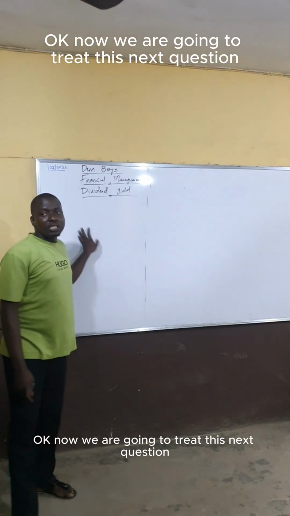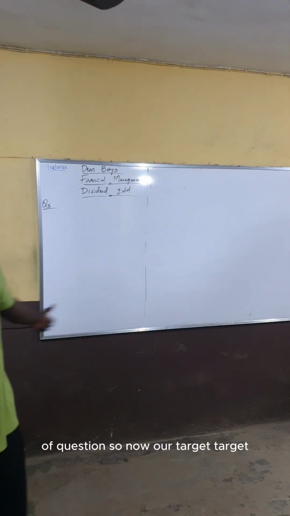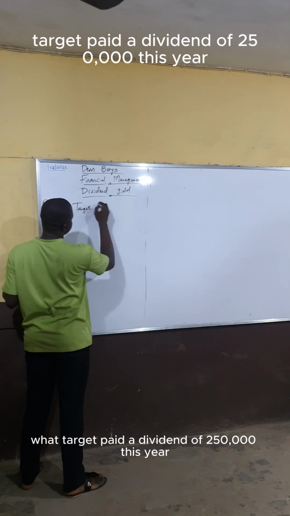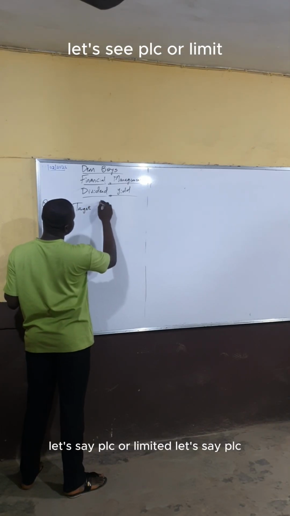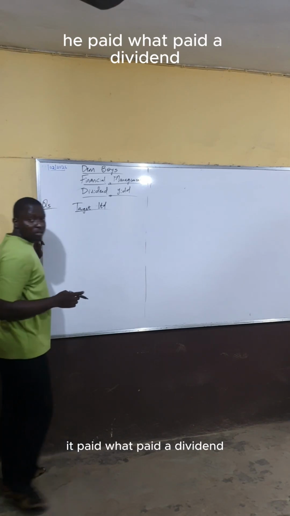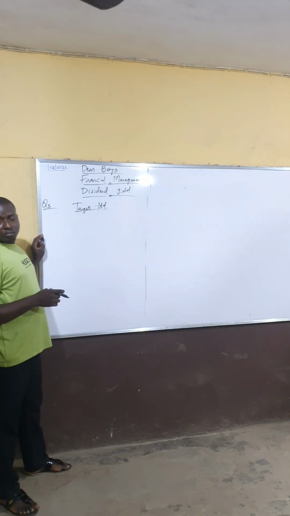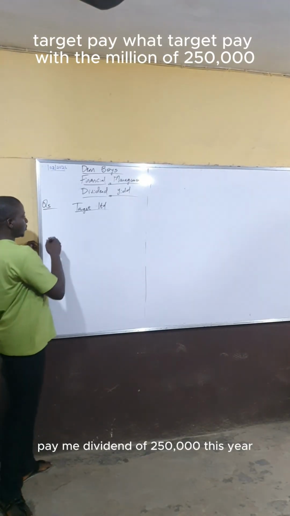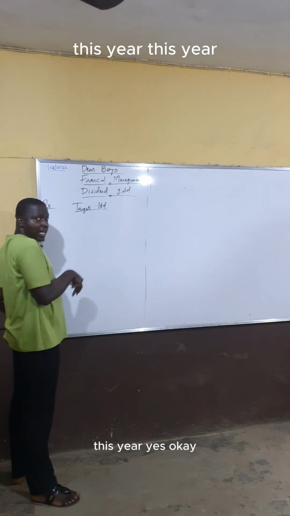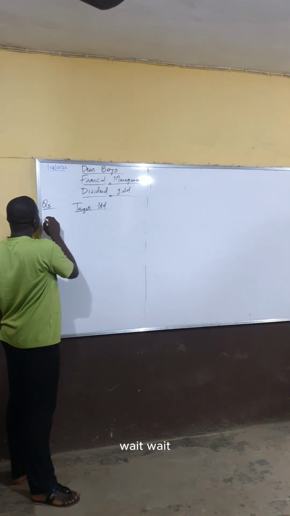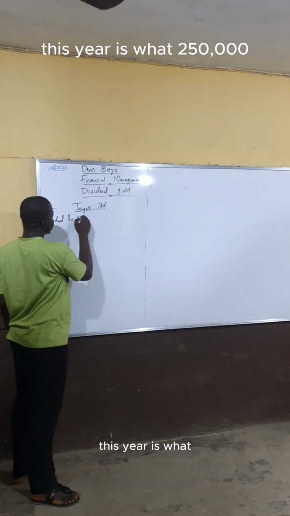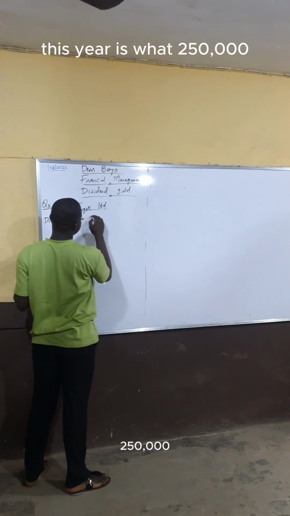Okay, now we're going to treat this next question. I think this is the fourth or fifth question. Target paid a dividend of 250,000 this year. Dividend this year is what? 250,000.